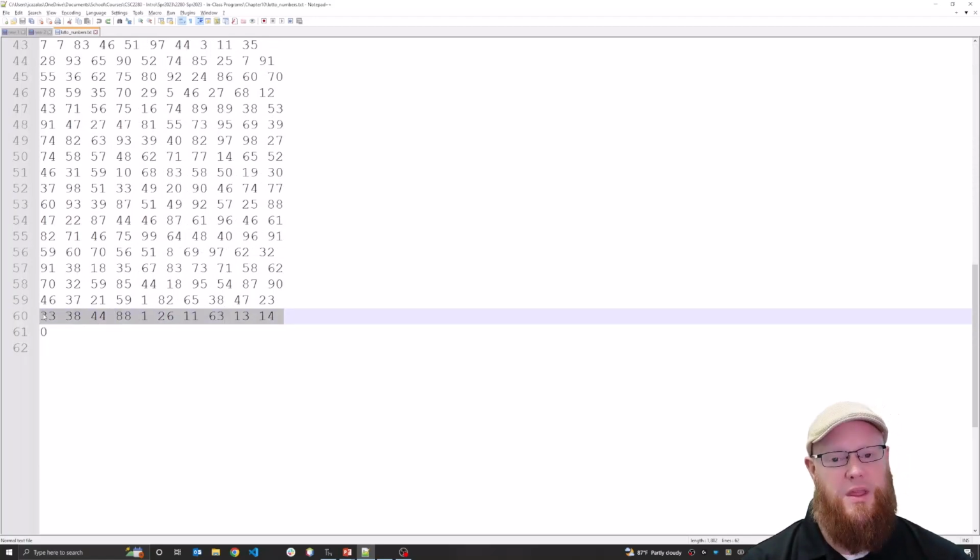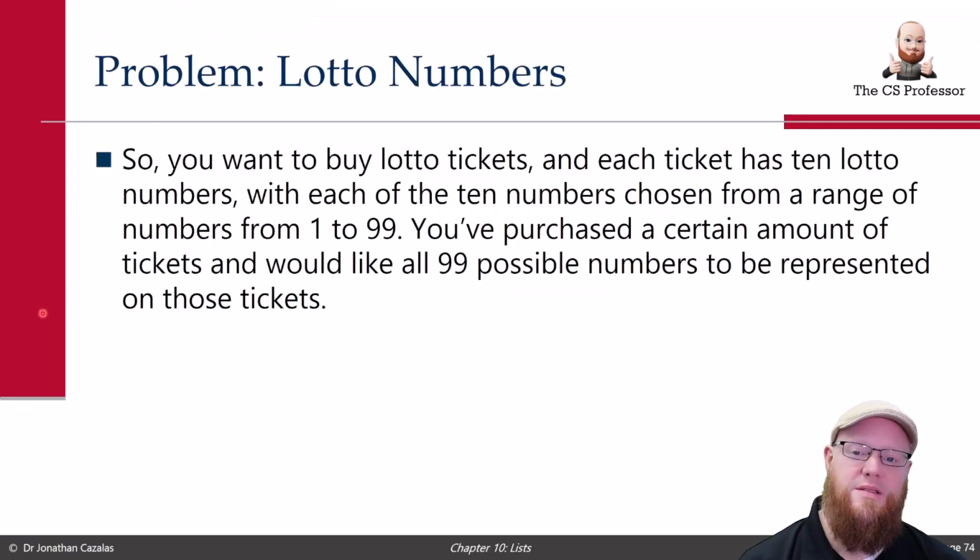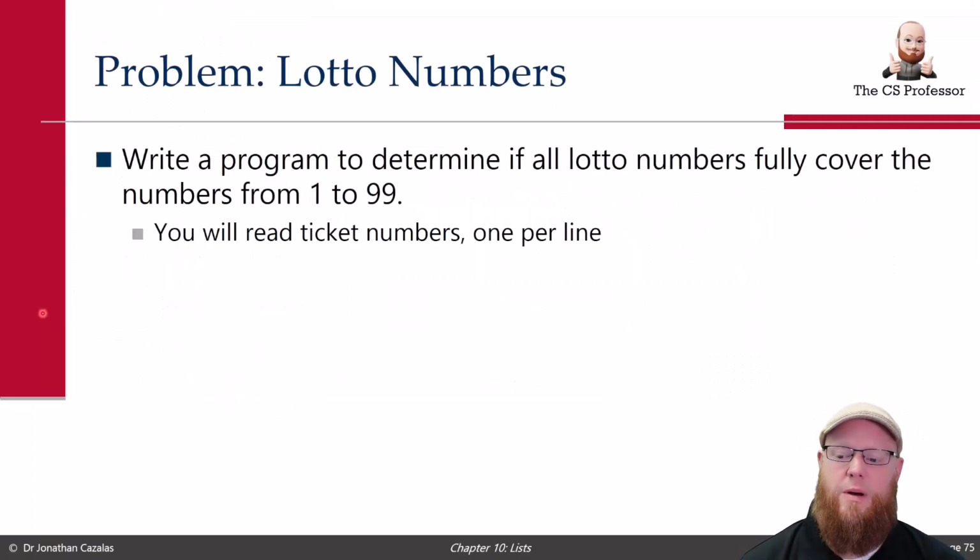So that's the problem. Given a series of these lotto numbers, we want to determine, are all of the integers from 1 to 99 found within those lotto numbers that you're reading in from the user? So that's the problem. What is the approach? How do we go about solving this?